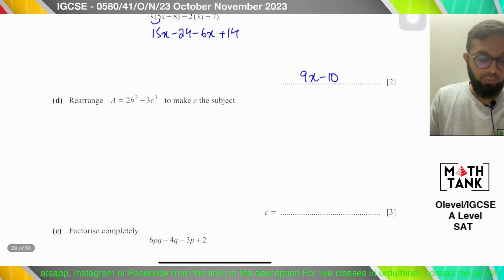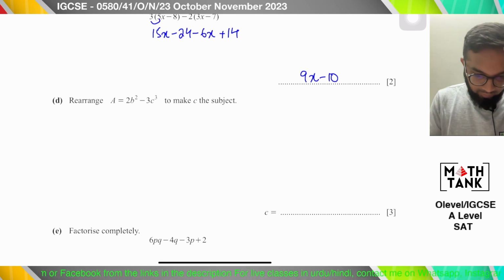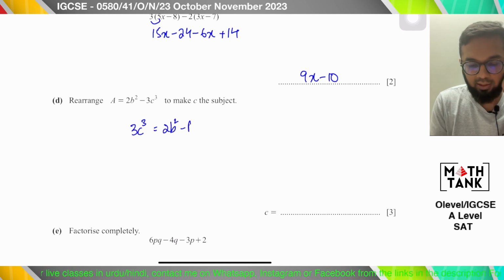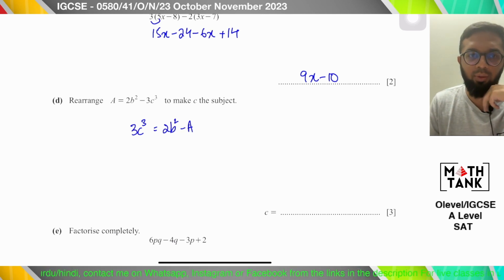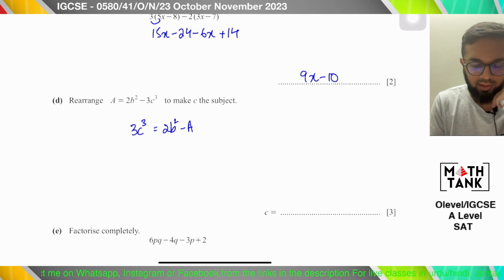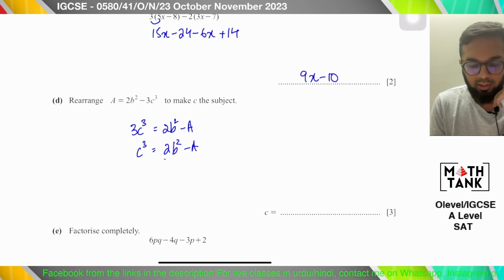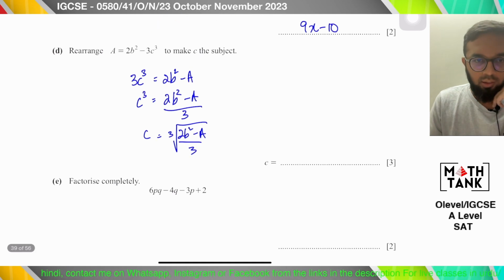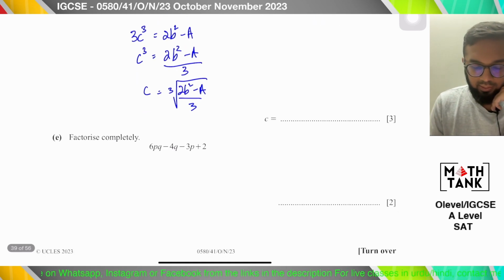Rearrange a equals 2b squared minus 3c cubed to make c the subject. So 3c cubed equals 2b squared minus a. I've moved a to the other side just to make sure that I end up with a positive at the end. So c cubed equals (2b squared minus a) divided by 3, and c is the cube root of (2b squared minus a) divided by 3. That should be the correct answer. You can write that in the answer space.